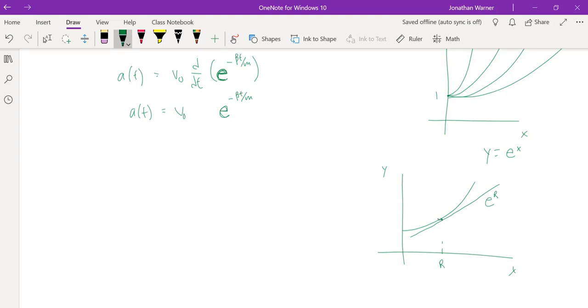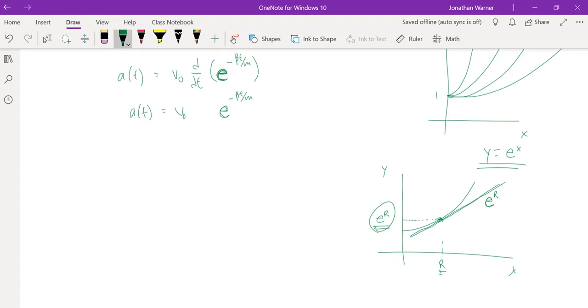Okay, so the value of this function, right here, is e to the r. Right? y equals e to the x. So when x is r, the value of the function is e to the r. The interesting thing, the definitional thing about Euler's number is that not only is the value of the function e to the r, the slope of the function is also e to the r.